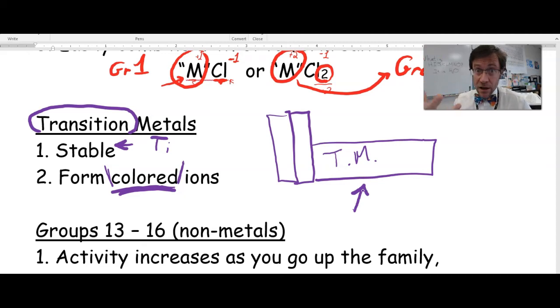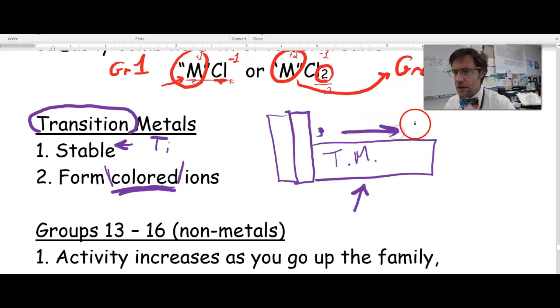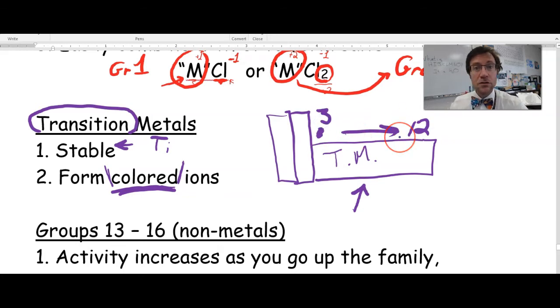Why? You say because the ions are from the transition metals. Or if it's like, here's a list of 5 different compounds, which one's going to be colorful? It's the one that has an ion from the transition metals. Groups 3 through 12.